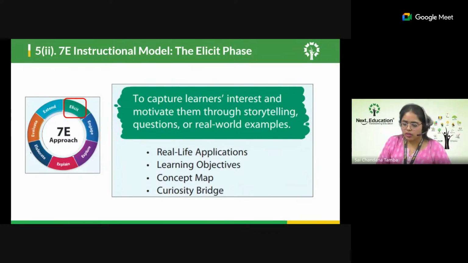So the 7E model is followed in our NEXT science books for grade 6 to 8, and also in our Spark series of grades 3 to 6, we have followed the 7E model, you could say, instructional model. First is the elicit aspect. So elicit is again to capture the learner's interest, to motivate them towards that particular chapter. So for that, we have various elements in our books. So we'll go through them one by one.